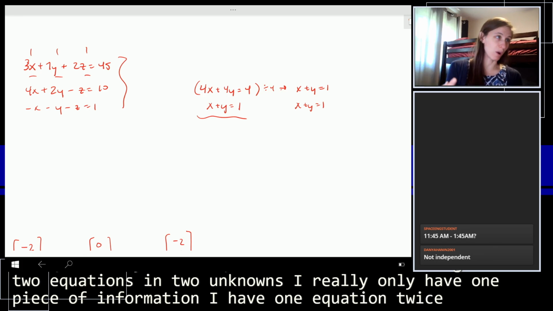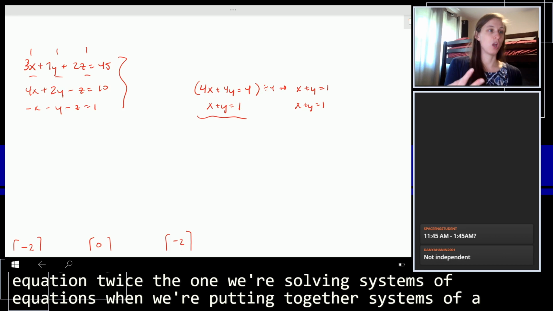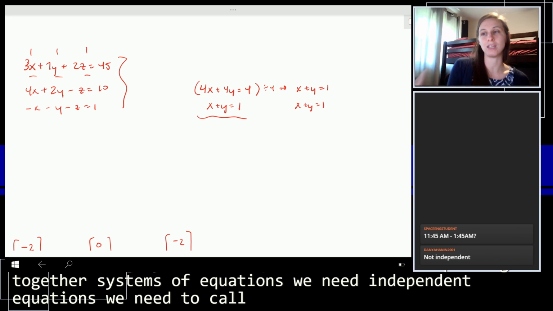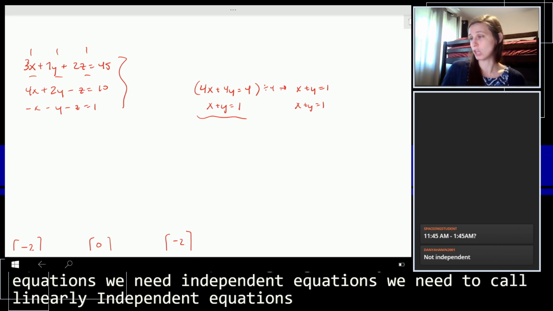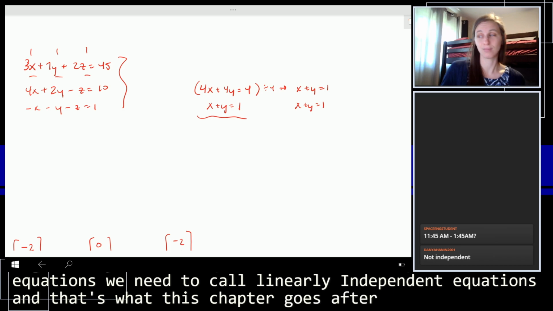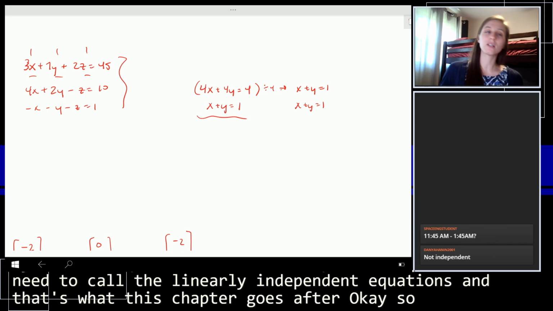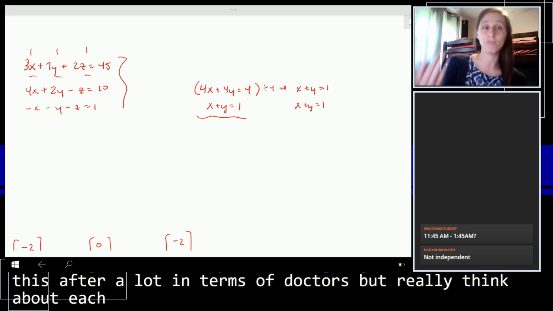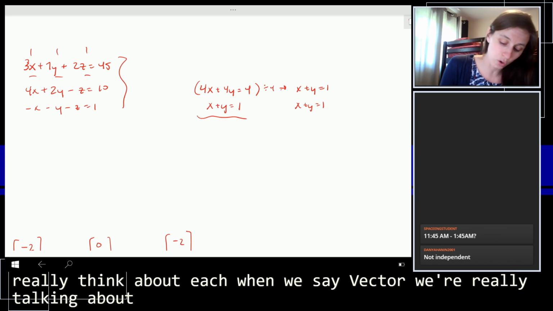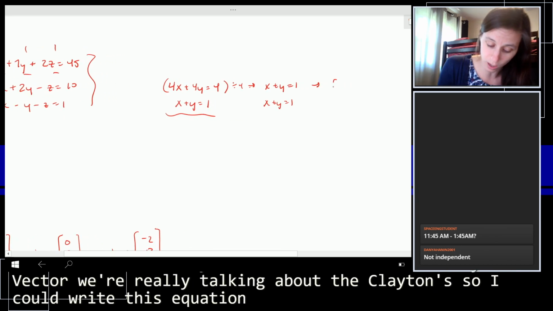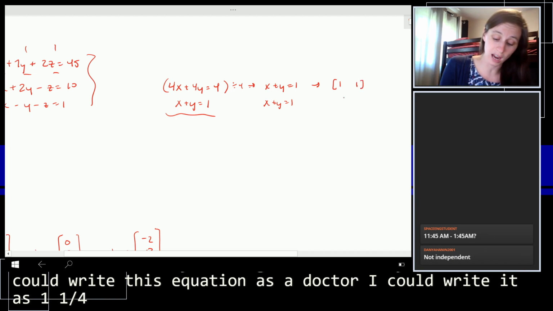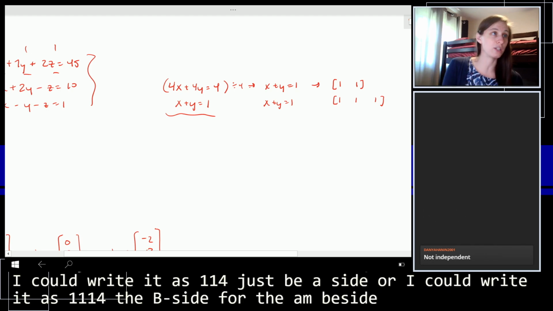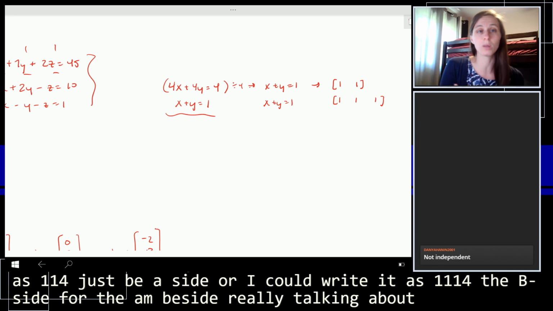So when we're putting together systems of equations, we need independent equations. We need what's called linearly independent equations, and that's what this chapter goes after. We're going to talk about this chapter a lot in terms of vectors, but when we say vector, we're really talking about equations. I could write this equation as a vector: 1, 1 for just the A side, or 1, 1, 1 for the A and B side. So when we're talking about vectors, we're really talking about equations.